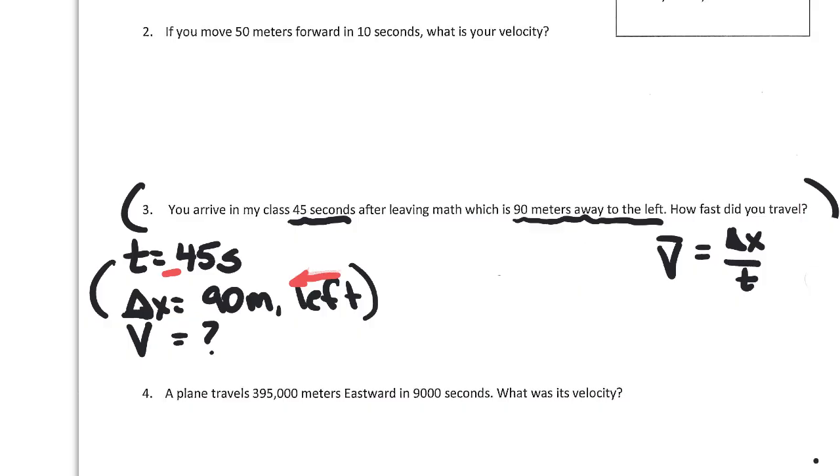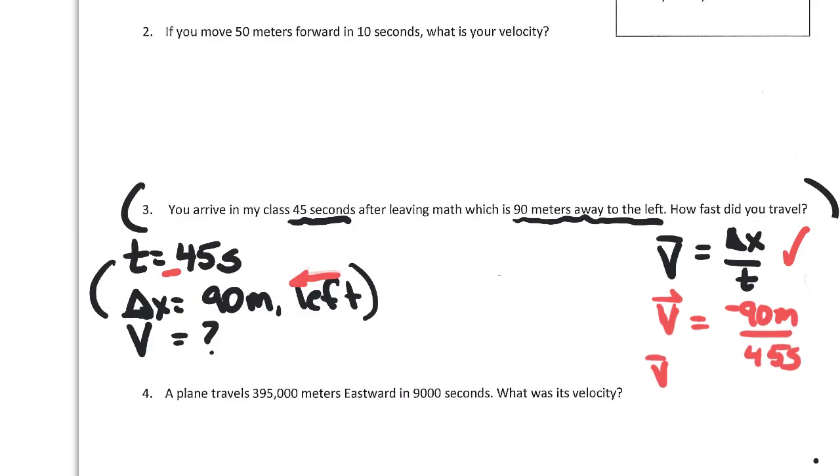Now you've picked your formula and you've written which formula you're going to use. Now we're going to do substitution. And the most common mistake is people forget to write the v, the velocity. Even though that's the unknown, you still write in the unknown. And the displacement goes on top, negative 90 meters. The time goes on the bottom, 45 seconds.